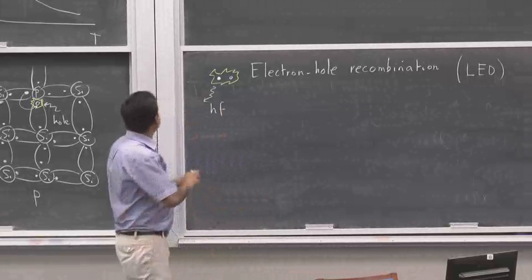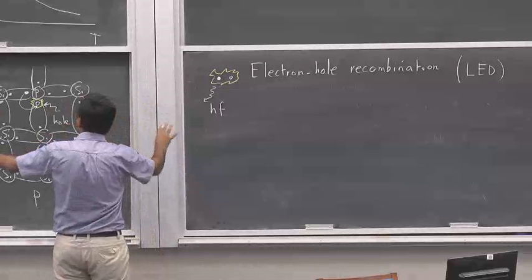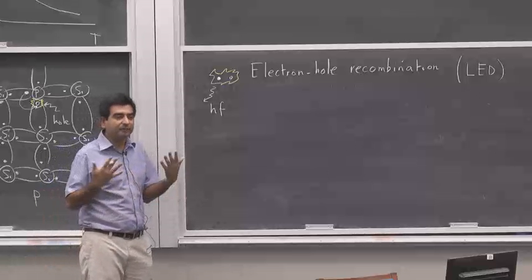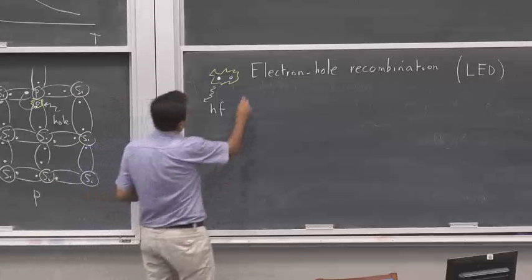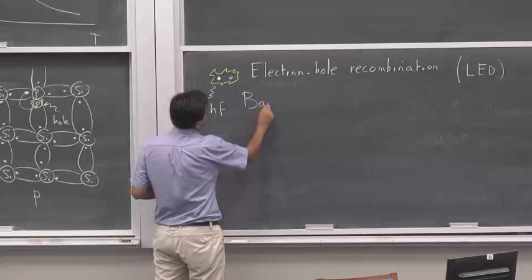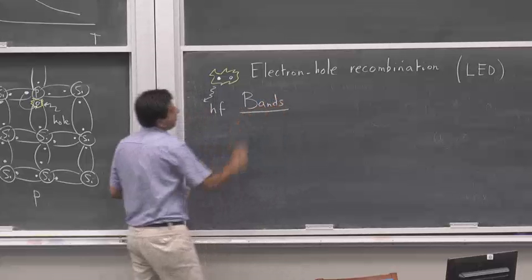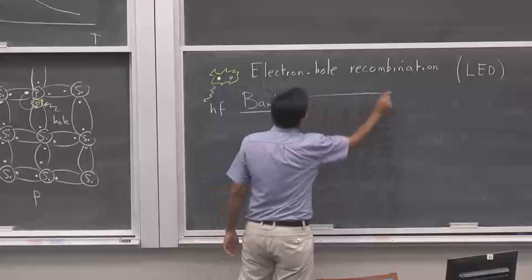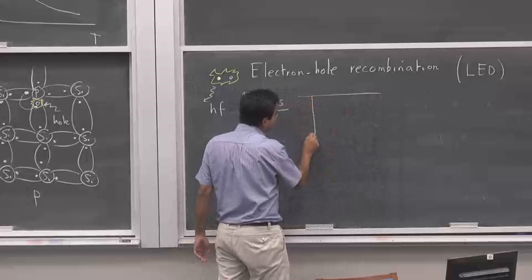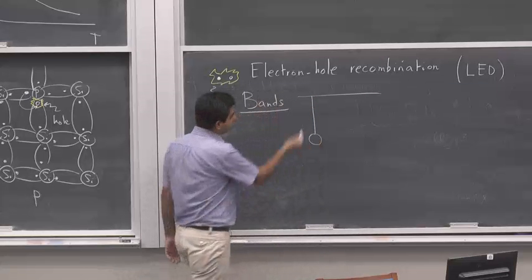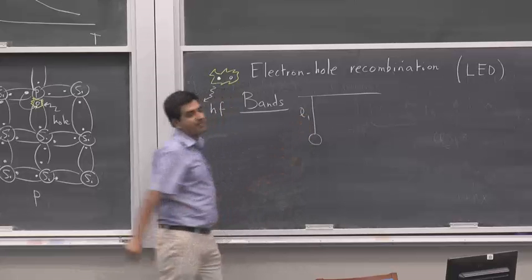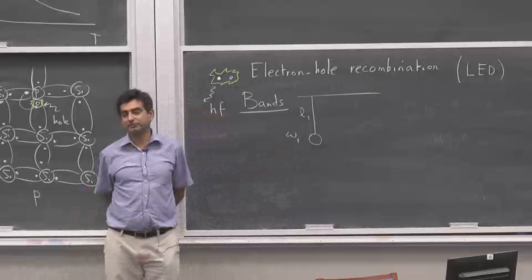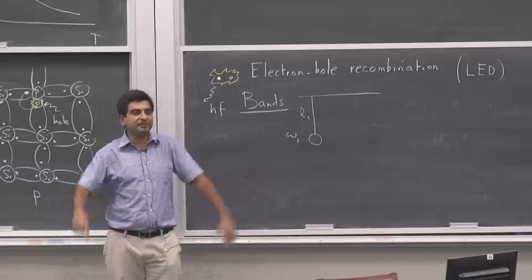Alright, so with this basic bonding model of semiconductors, I would like to make things slightly more complicated and more realistic. And I would like to talk about bands. Suppose I have a string, and on this string I attach a pendulum of some length L1. This pendulum is going to have a certain natural frequency, omega 1, which depends upon the length.